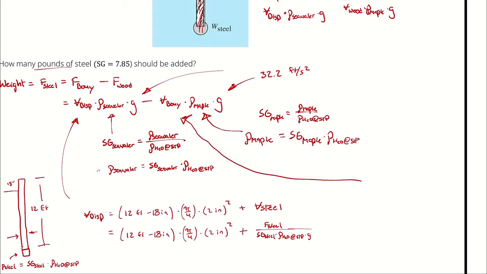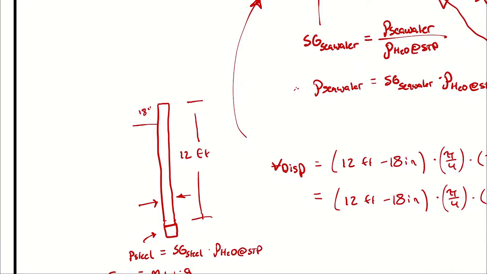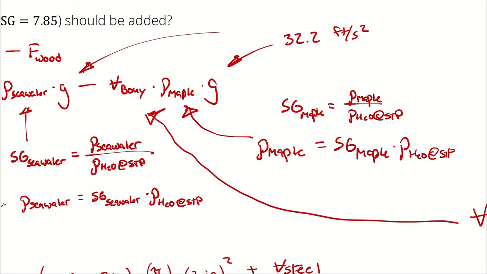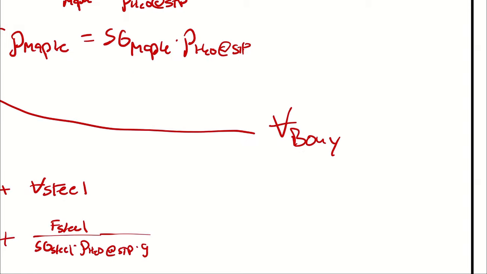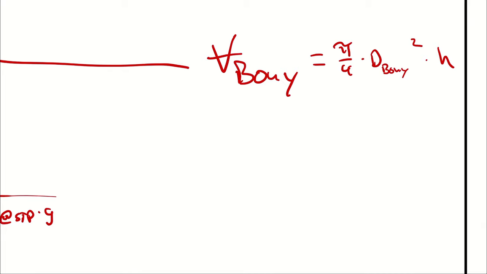The volume of the buoy is just going to be the total length of the buoy, 12 feet, multiplied by the cross-sectional area of that circle. I guess this should really be called the volume of the wood in the buoy. That would be better, but what's done is done. That would be pi over 4 times diameter of the buoy squared times the total height, which is going to be pi over 4 times 2 inches, quantity squared, times 12 feet.